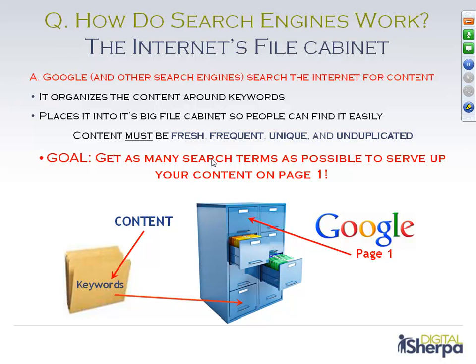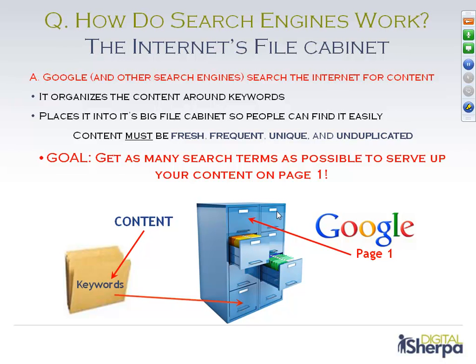All right, I'm going to break it down really simply. This is how I think about Google. Google is just a big file cabinet, meaning it searches and crawls the internet looking for fresh, frequent, relevant content. When it finds that content, it wants to organize it around keywords. So essentially, it's going to take that story, the link to the story, throw it in a file folder, name it a whole bunch of different keywords, which are the words that somebody would type into Google to find you, and throw it in the Google file cabinet so that people can find it.